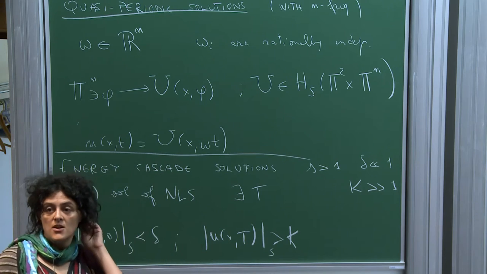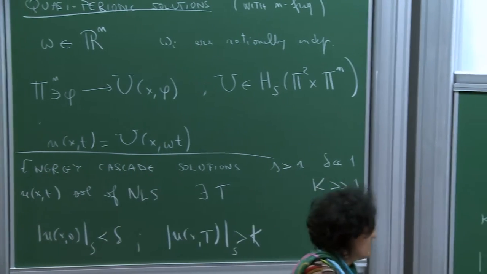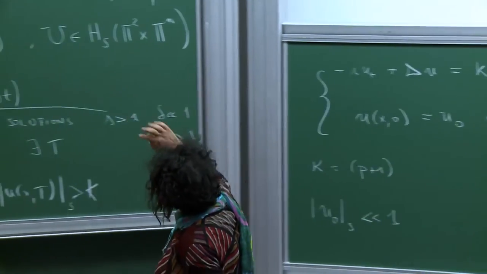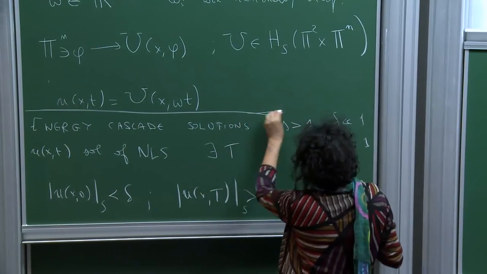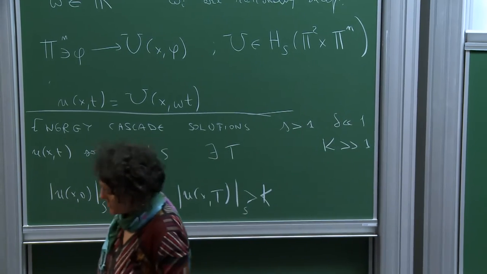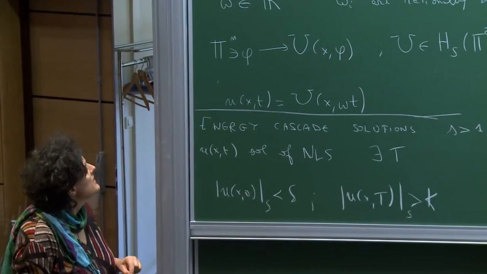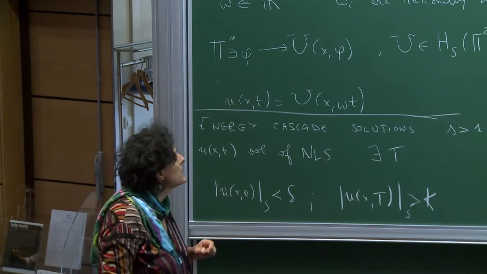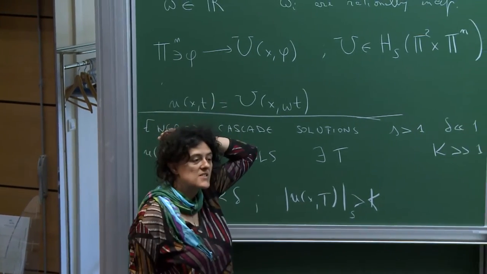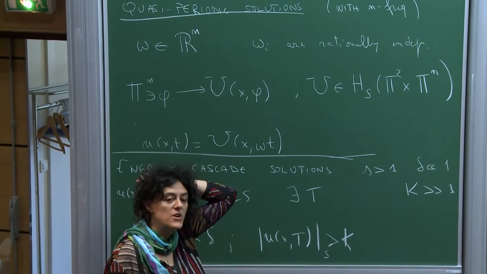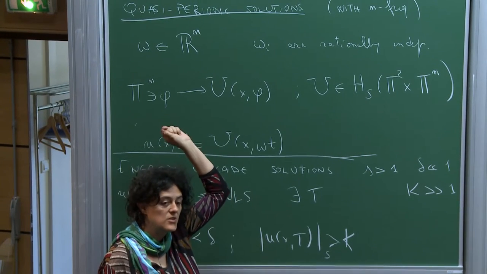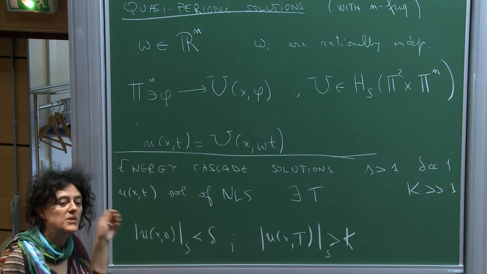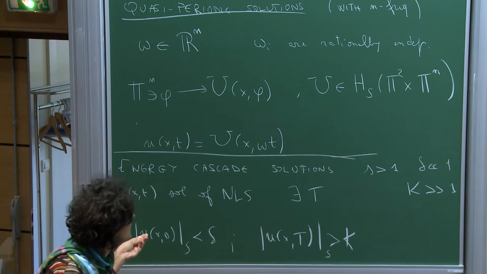In fact, the fact that these kinds of solutions exist for the NLS, at least in the cubic case, was not done by me. So these first results were by Geng, Yu and Shu for the cubic NLS on T^2. And the first result was by the I-team. But then I will give some literature.